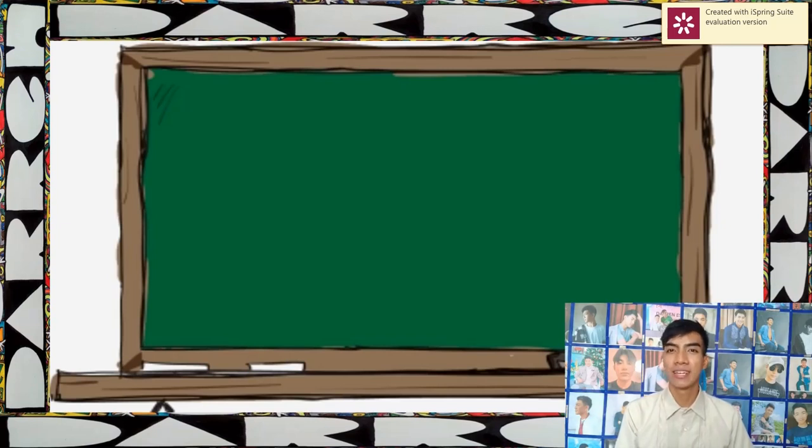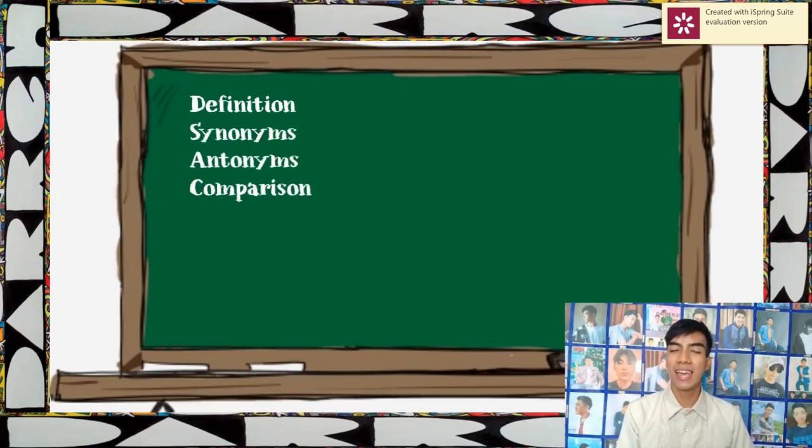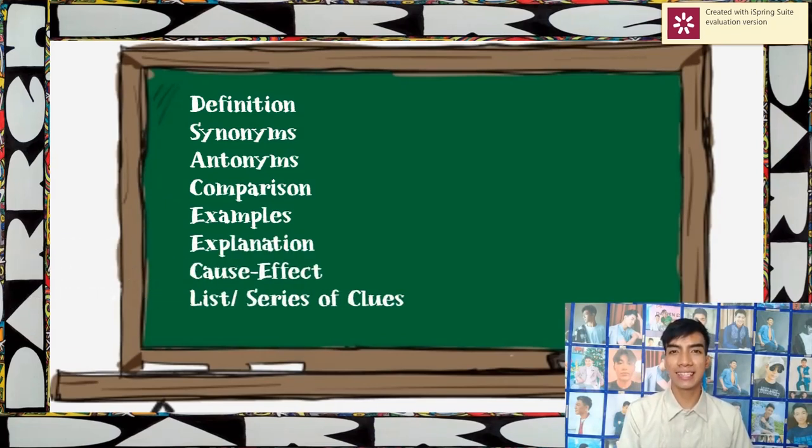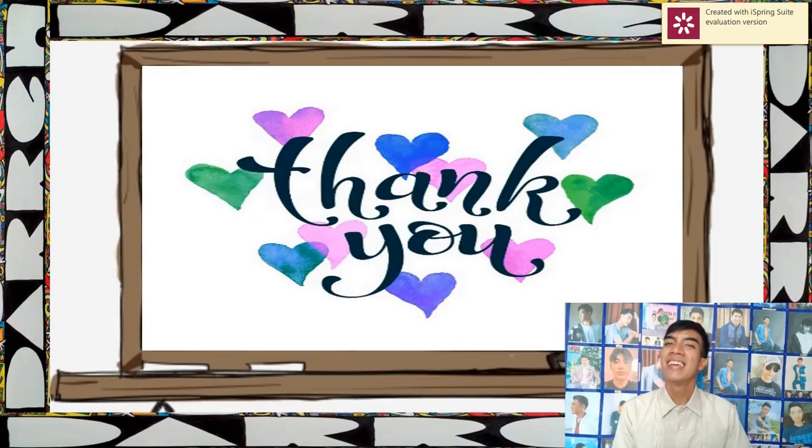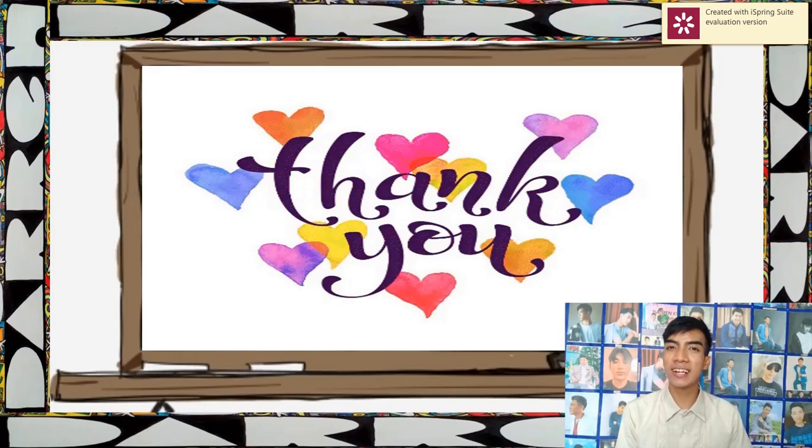Let's have a recap. So the different types of context clues are definition, synonym, antonym, comparison, example, explanation, cause effect, list or series of clues, and lastly, inference. So that's the end of our first episode, Grade 8. Remember, if you meet an unfamiliar term when you are reading or just doing social media, but dictionary, encyclopedia, and the internet are not available, choose the right context clue type and unlock the definition yourself. And that would be fun and fulfilling.